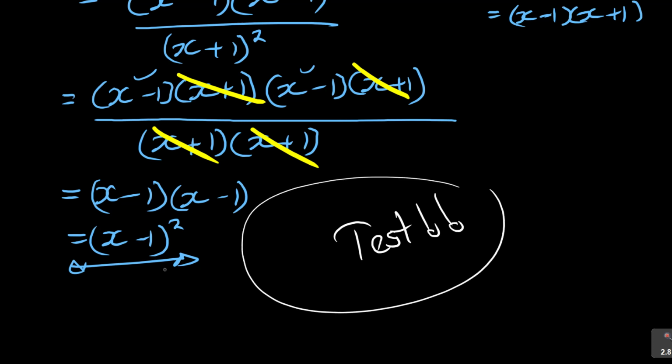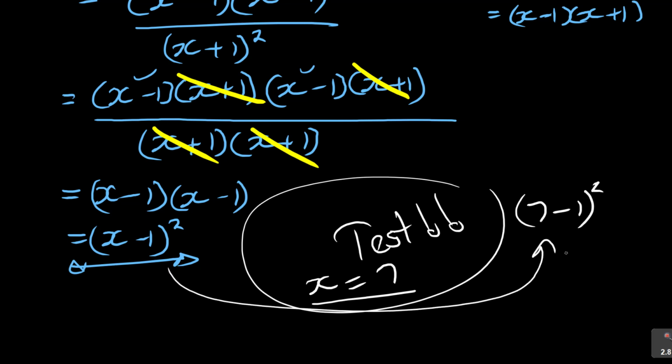Choose any value of x. Let x be equal to what? 7. I always like odd numbers, because with even numbers sometimes you think, no, this is because you chose that number. Let's choose x is equal to 7. So what do we have here? You will have 7 minus 1 squared. Remember, it's x minus 1. I'm taking this there. 7 minus 1 squared, which is 6. 7 minus 1 is 6 squared, which is what? 36. The answer is 36.